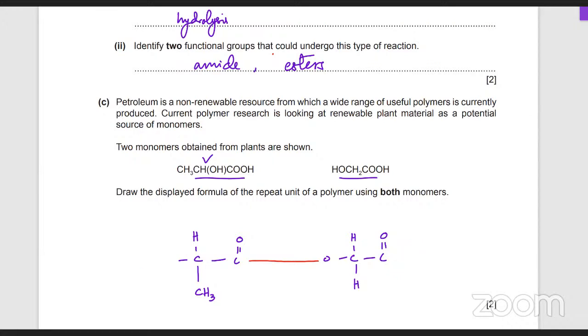So make sure you leave a continuation bond over here, showing that the work continues further, and put an n, okay, that's your polyester.